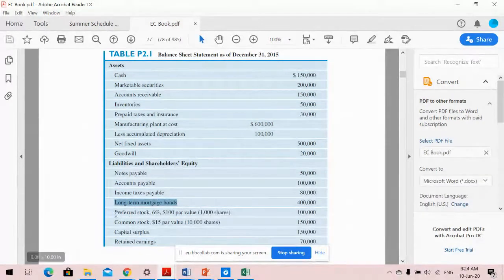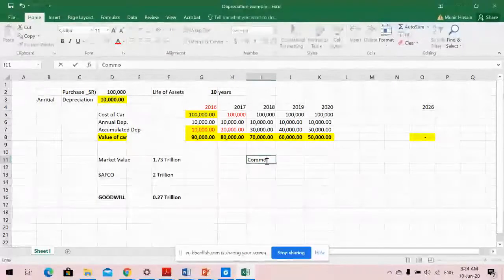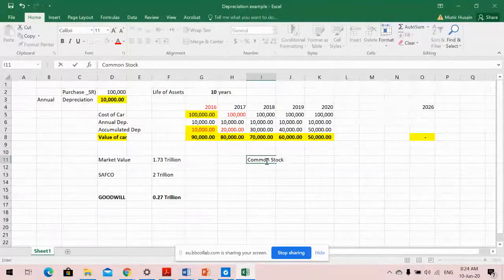Now I'll explain another concept here. Preferred stock, which is 6%, 100 par value, 1000 shares. I'll explain what is preferred stock. First, you need to understand what is preferred stock. There are terms we call common stock, right? And there is preferred stock.